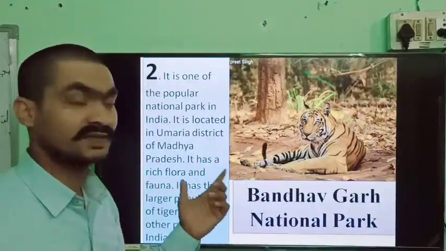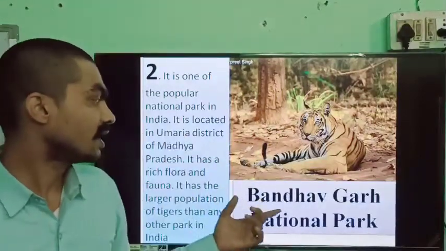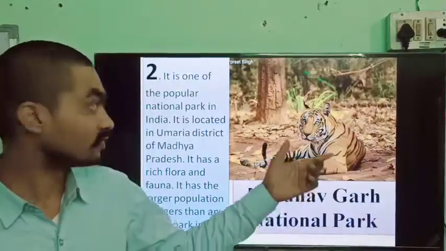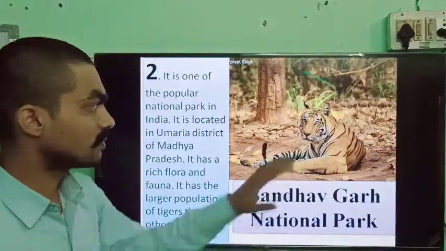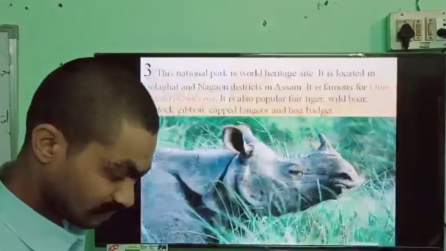But this one is having the largest one. So second one is Bandhavgarh National Park. One picture I have taken from internet. Bandhavgarh National Park. So this is tiger.